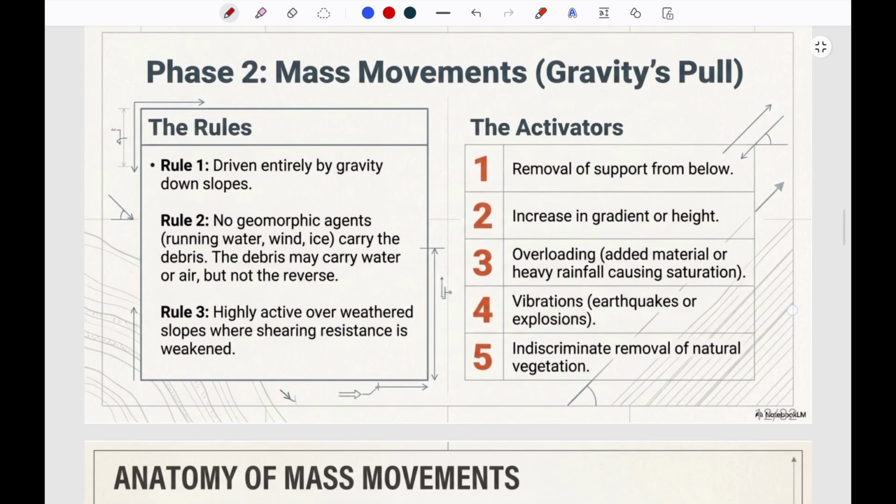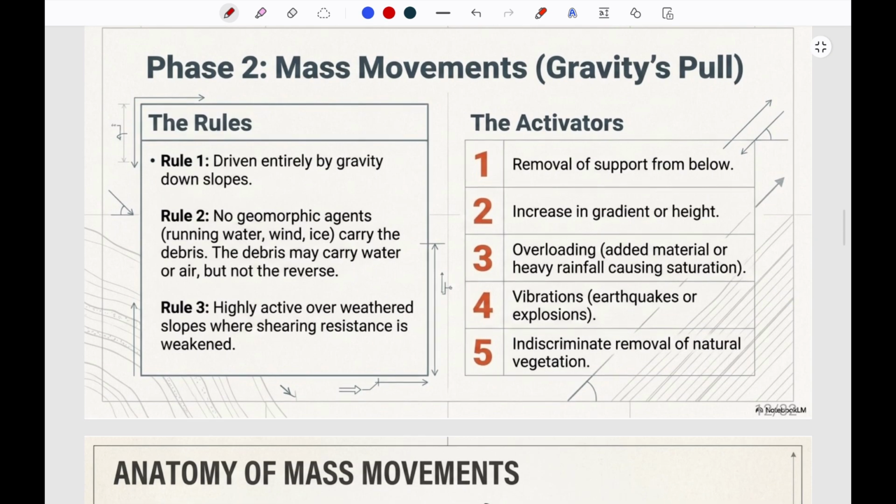Second one is mass movement. So it is the movement of material under the influence of gravity. Remember one thing, in the mass movement, the material is moving under the influence of gravity, and it is not carried by the geomorphic agents. Instead, the debris can carry the geomorphic agent. So weathering aids the mass movement, but it is not necessary.